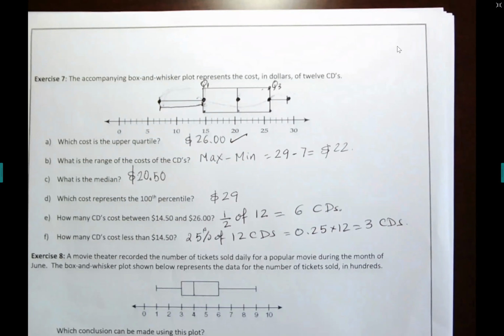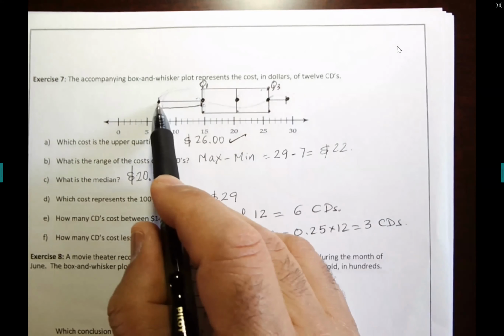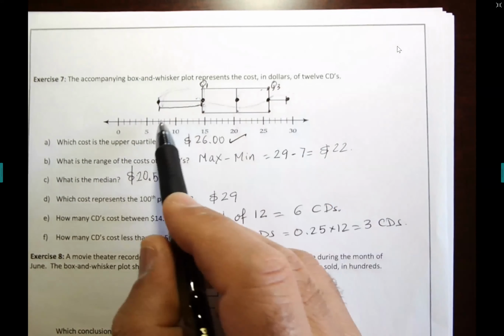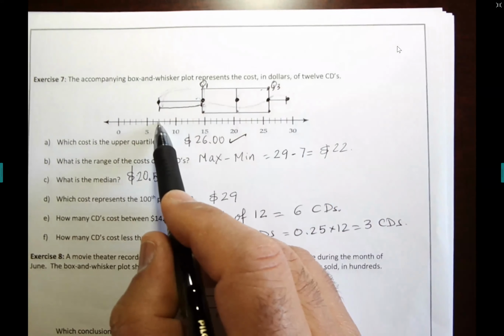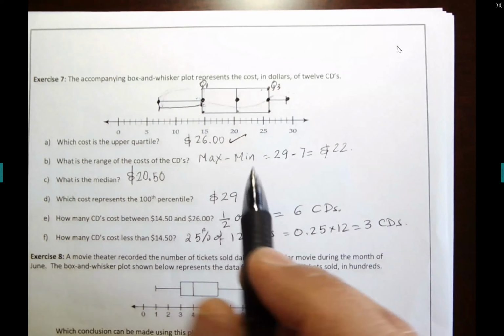What is the range of the cost? The range is the maximum minus the minimum. The maximum is the last value and the minimum is the first value. Well, if you read it, guys, that should give you 29 and this one should give you 7. So the cheapest CD is $7 and the most expensive one is 29. 29 minus 7 is 22.